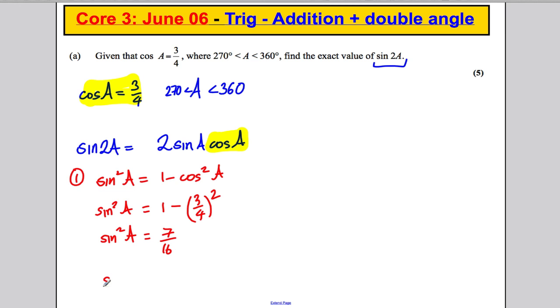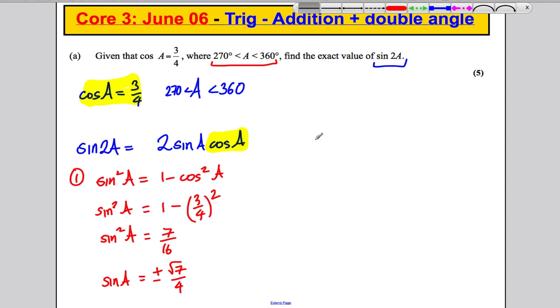So therefore, sine A is the square root of this. So sine A is either plus or minus the square root of 7 over 4. Now the question is, which one is it? Is it the positive square root of 7 over 4 or the negative? To think of that, we know our angle A is between 270 and 360. So we just need to think of the sine graph at these points. The sine graph between 270 and 360 is certainly negative, so we're going to take the negative value.